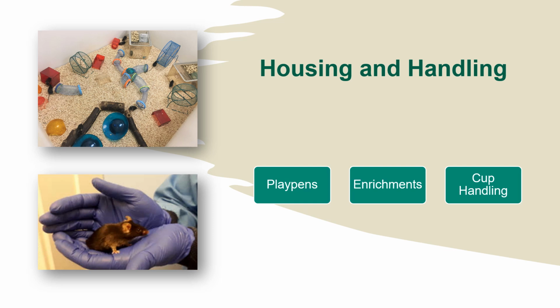Cup handling uses cups or other gentle methods to handle small animals, especially rodents. It reduces the stress associated with traditional tail handling, leading to calmer animals and more reliable experiment results. Other gentle handling techniques include using soft gloves, offering treats, and slow, calm movements. These practices can reduce fear and anxiety, improve the human-animal bond, and ensure better cooperation from the animals during experiments.